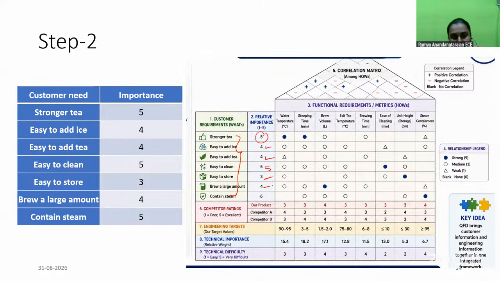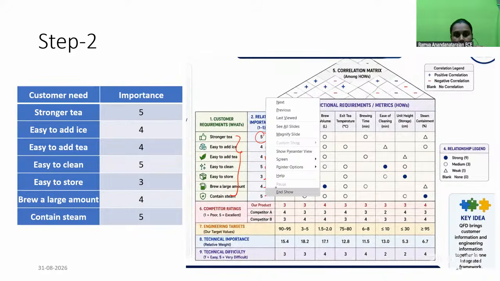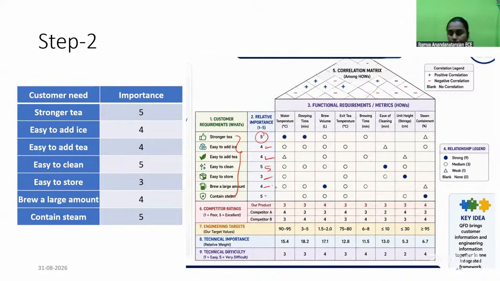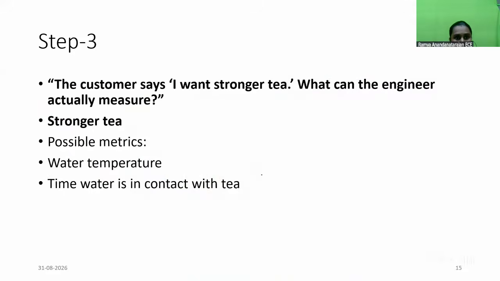Then we have the last one, that is contains steam, that is also getting higher importance. Like that, you give relative importance among all the 7 needs. That is your second step. After doing this, you go to step 3.